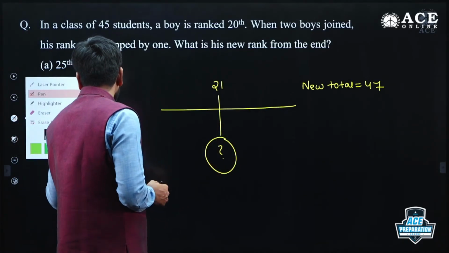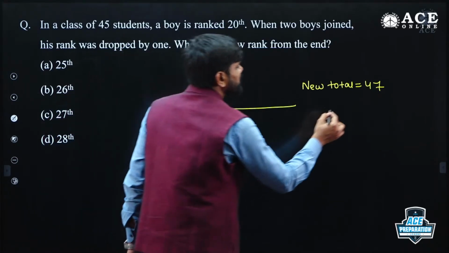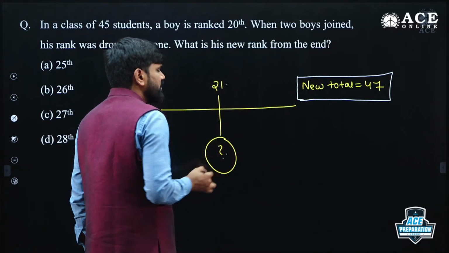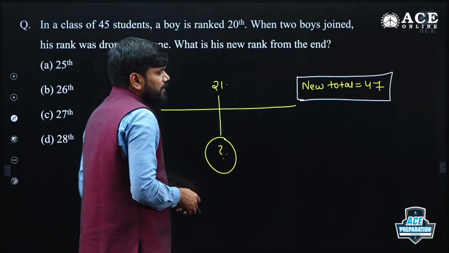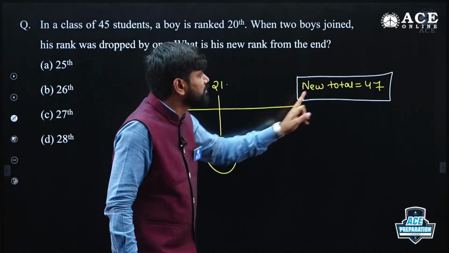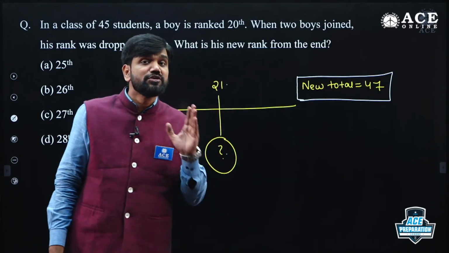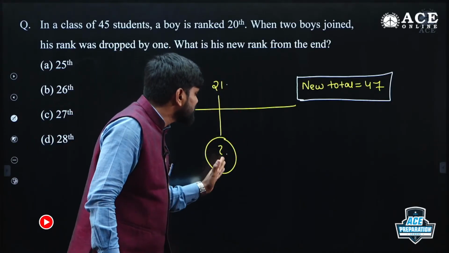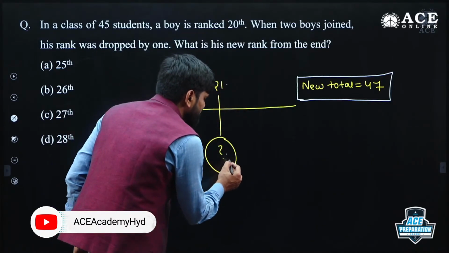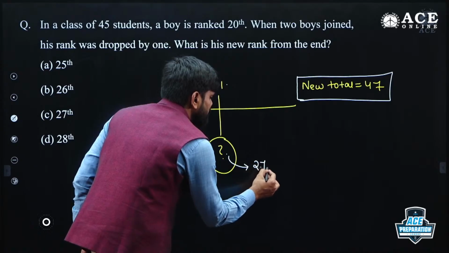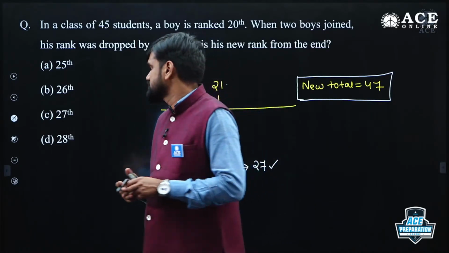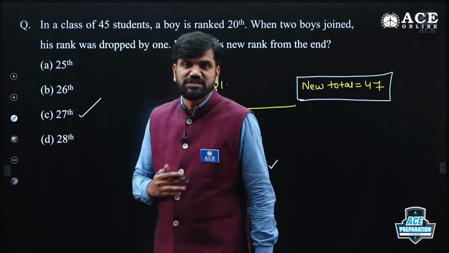So to find the new rank from the bottom, as I already told you, this plus this, if you are adding, will always give you 1 more than the total. The total we are having here is 47. So 21 plus something should give me 48. 1 more than the total I should get. As it is already 21, I should get how much over here? 27. Hence the new rank from the end will be 27. Hence your answer has to be option C.